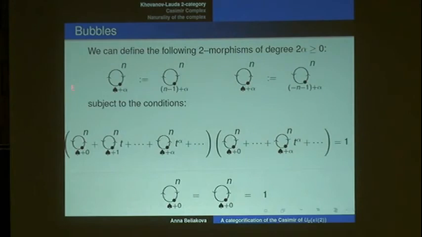And finally, I will use this notation for the bubbles. So again, in the case where the whole number here is positive, then it's just a normal bubble with a dot. But if the whole number here is negative, then it's a so-called fake bubble. And again, they are subject to these infinite plus-minus relations.